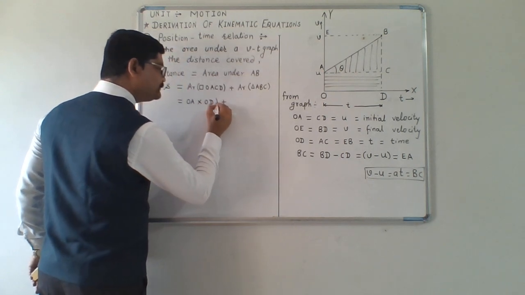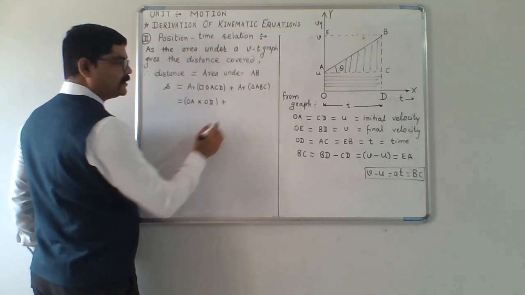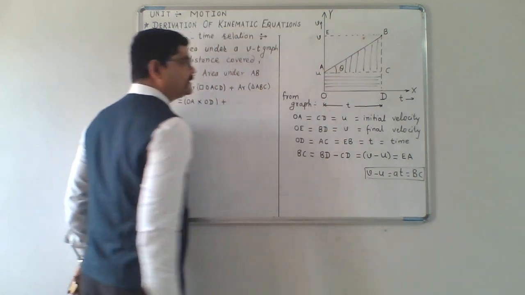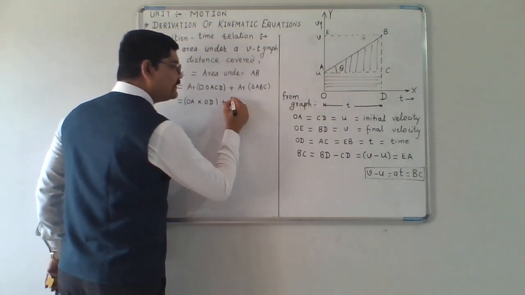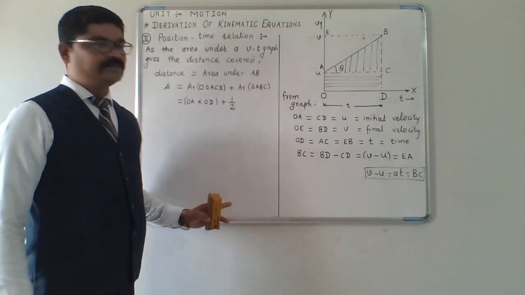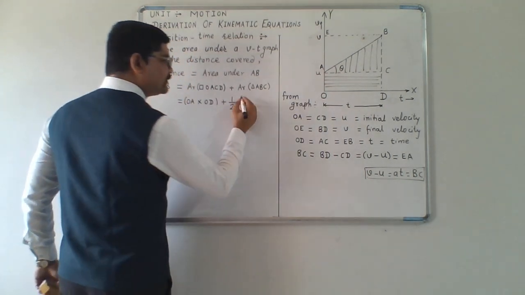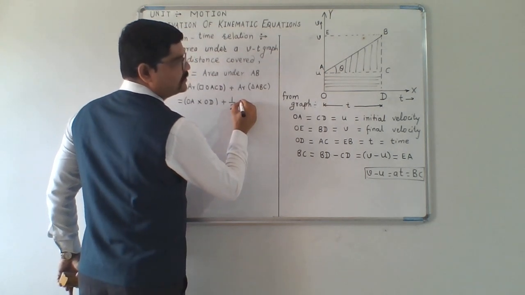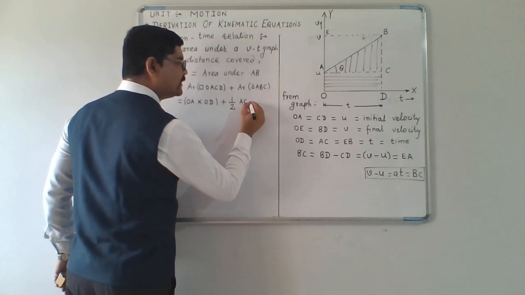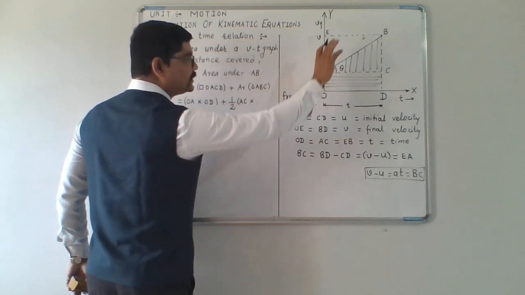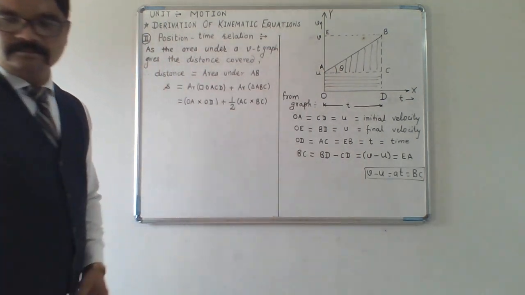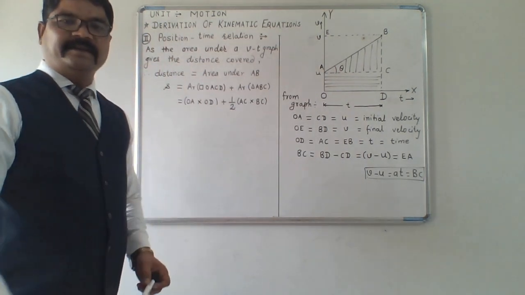Plus area of right angle triangle ABC can be written as 1 by 2 base into height, that is AC into BC.